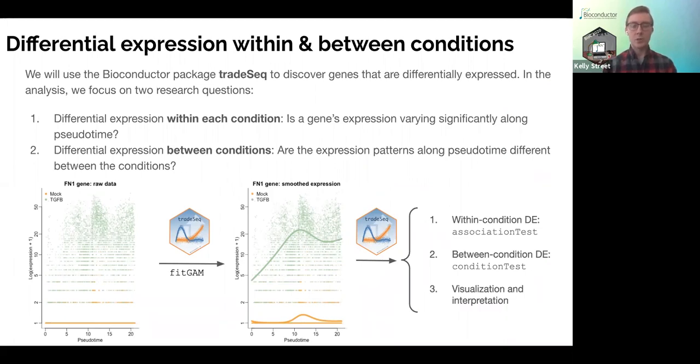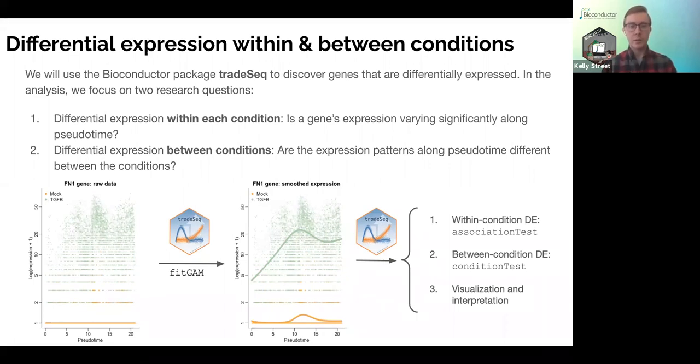And we have a package for this called TradeSeq that we think is very well suited to handle this differential condition problem as well. And so this will allow us to answer questions like, are these genes exhibiting dynamic expression over pseudotime in either condition? And are they exhibiting different patterns over pseudotime between the two conditions?